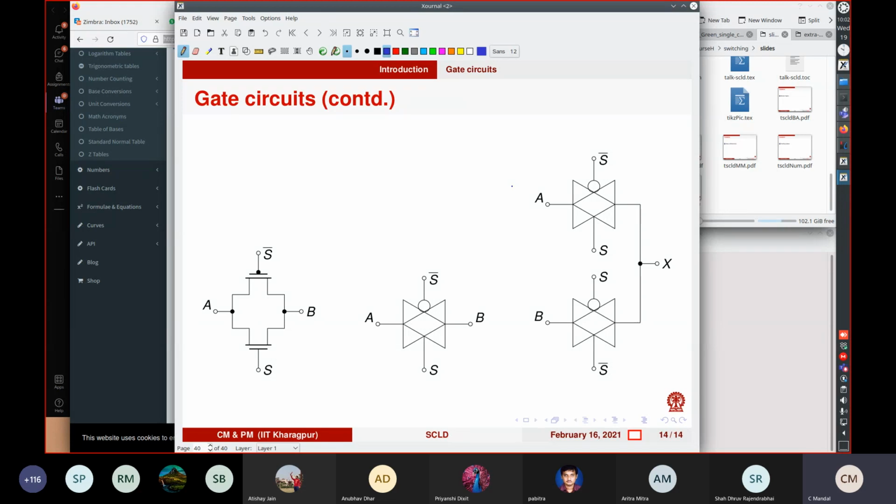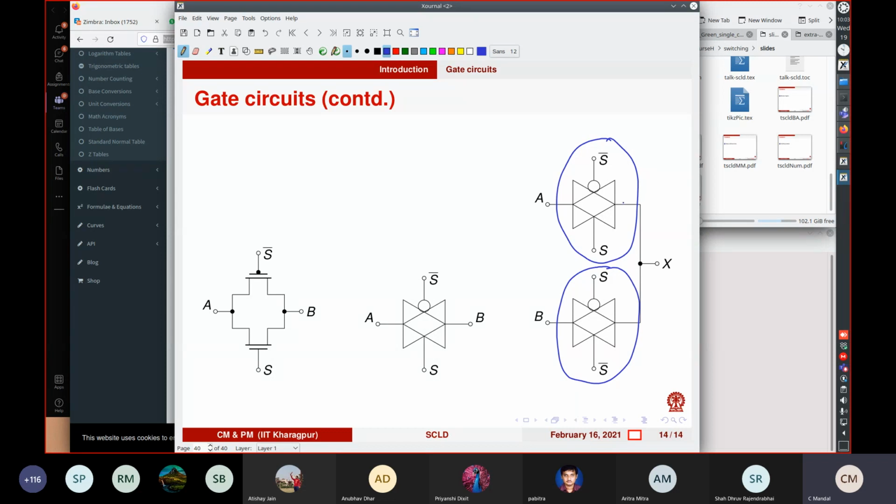Now this is a circuit which is built using a transmission gate. So can you understand the operation of this circuit? What you can see is that the upper one and the lower one are controlled by complementary values of S. So when this is transmitting, this is off.